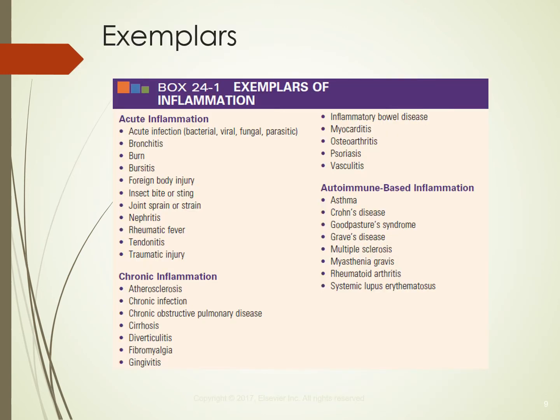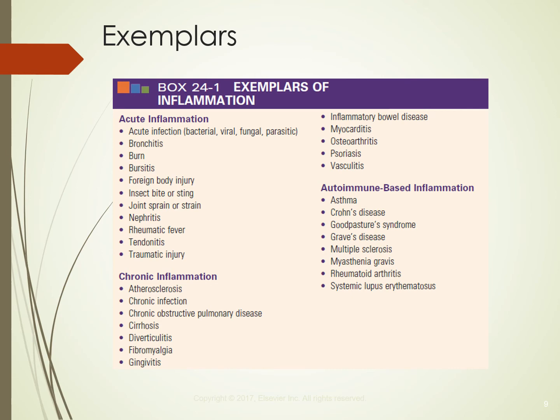Exemplars of inflammation. Acute inflammation. Exemplars are acute infection, bacterial, viral, fungal, or parasitic, bronchitis, burns, bursitis, foreign body injury, insect bite or sting, joint sprain or strains, nephritis, rheumatic fever, tendinitis, and traumatic injury.